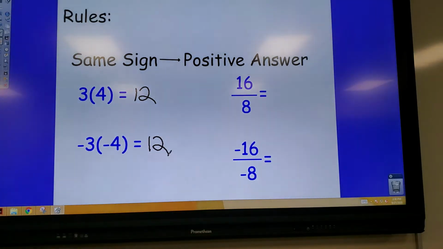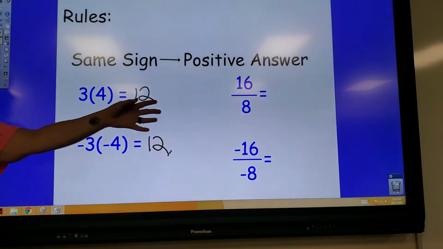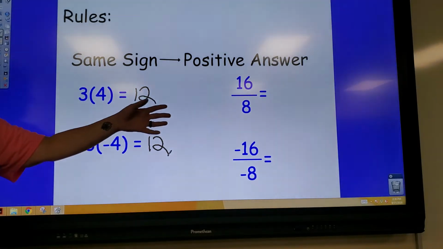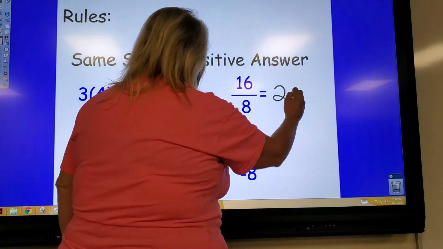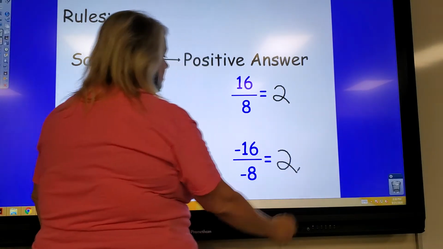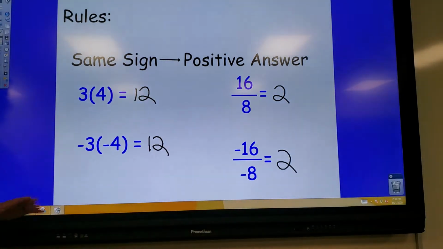Same sign. If you see something that looks like a fraction, remember that's dividing. So 16 divided by 8 is 2. Negative 16 divided by negative 8 is also 2. So same sign, positive.